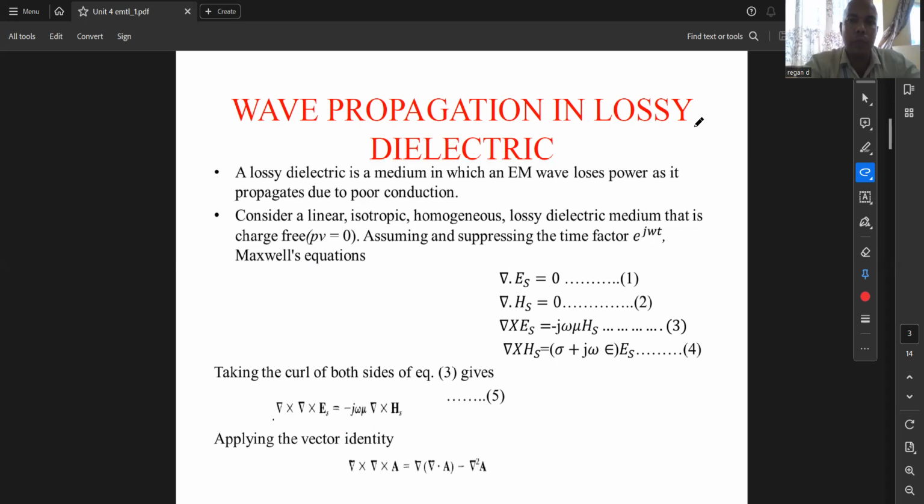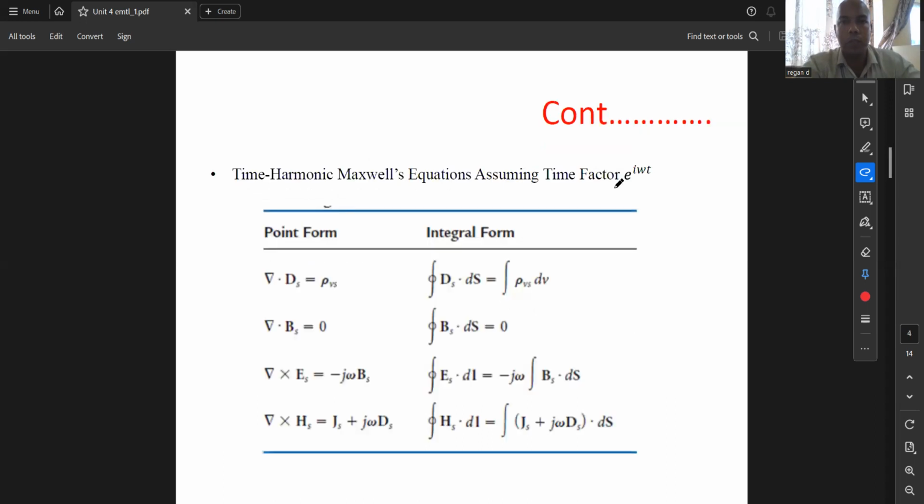Here we assume that the lossy dielectric medium is charge-free, and suppressing the time factor e to the power j omega t, we can modify Maxwell's equations. Let's see that. Here I have given Maxwell's equations in two different forms, point form and integral form.